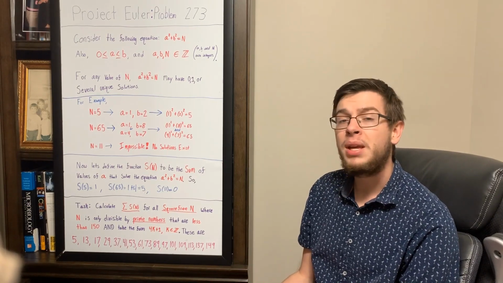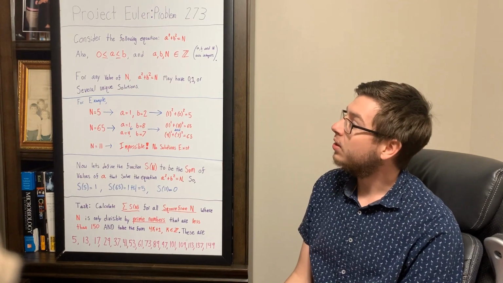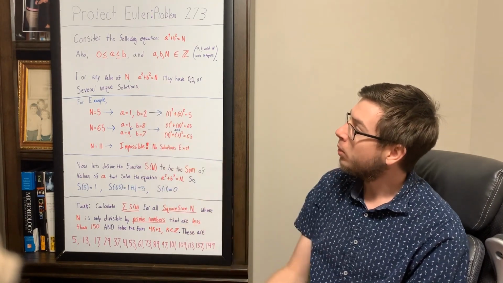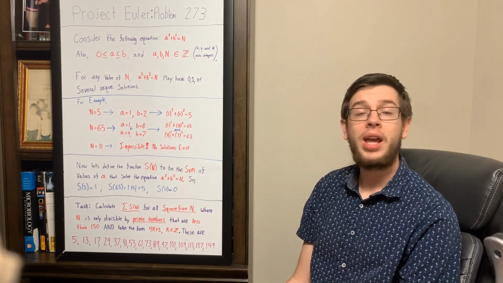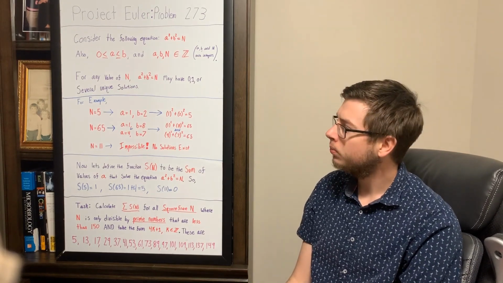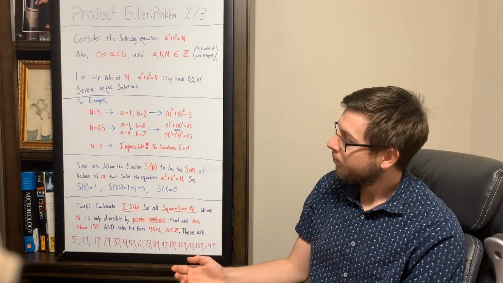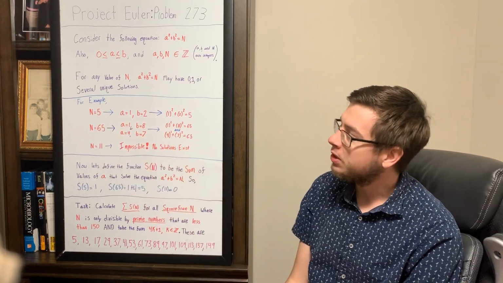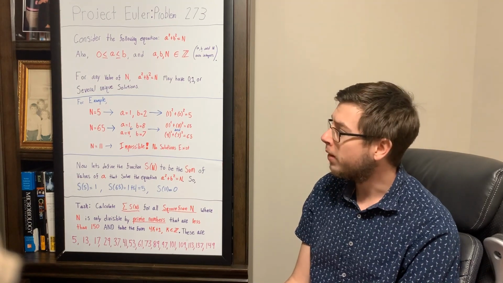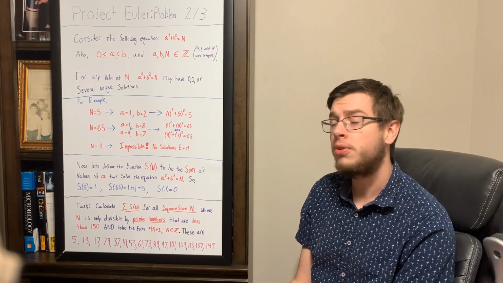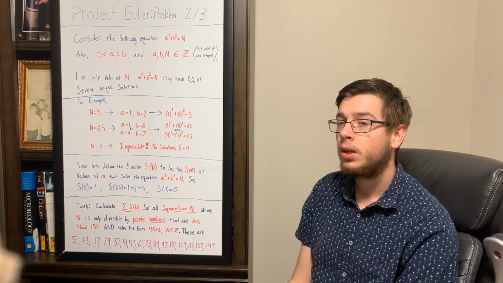So, pick any value of n, and the equation a squared plus b squared equals n may have solutions, it might not, and it could have many solutions. Let's look at some examples. For the case when n equals 5, there is only one solution. Let a equal 1, let b equal 2, and the sum of their squares equals 5.